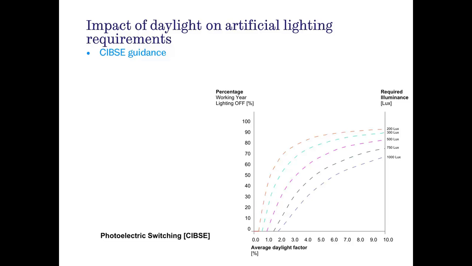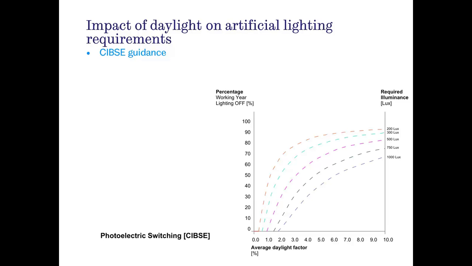Now, it's kind of obvious, but if your daylight is better, you don't need to put the lights on as much. Lights are using electricity. Electricity is a very carbon intensive energy source. So nowadays, a lot of the efforts in education, in office design, in housing design, are about minimizing the amount of electric lighting that we use.